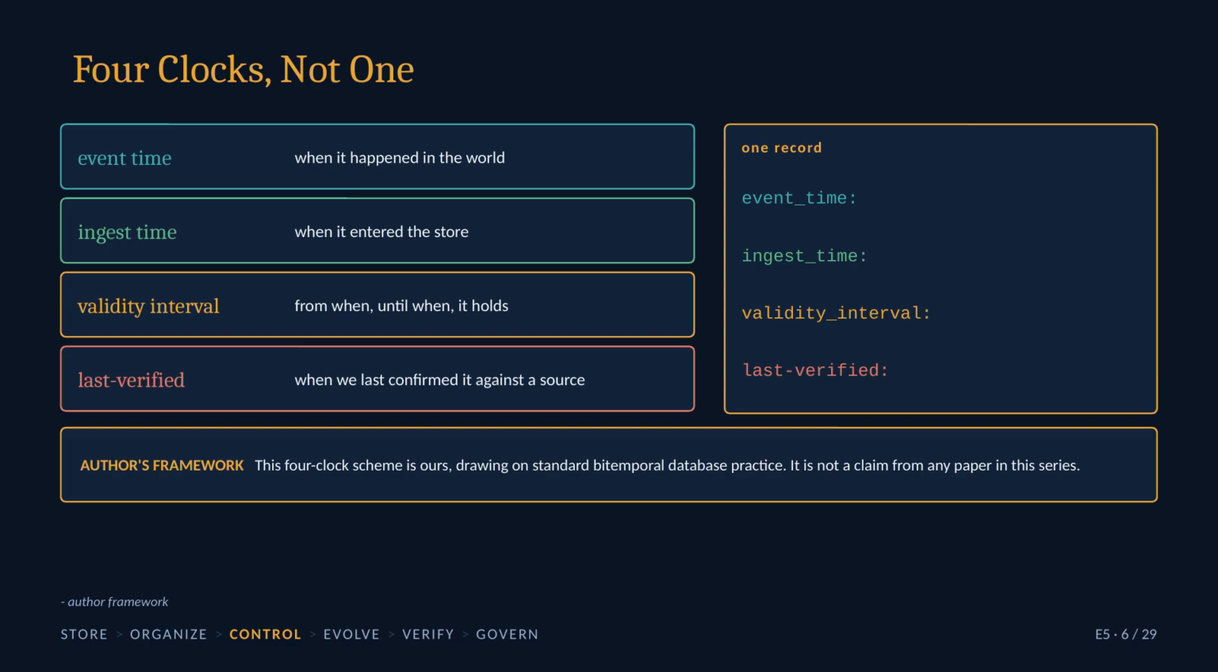So store 4. Event time, when it happened in the world. Ingest time, when it entered the store, and those 2 are different every time you import a file or backfill a log. Validity interval, from when, and until when, it holds. And last verified, when anybody last confirmed it against a source. I want to be exact about attribution here. This 4-clock scheme is ours. It is a direct application of standard bitemporal database practice to agent memory, and it is not a claim from any paper in this series. The 4th clock is the one that is almost never present, and it is the one the audit later needs.